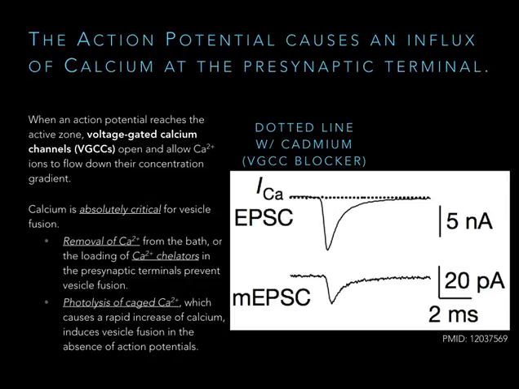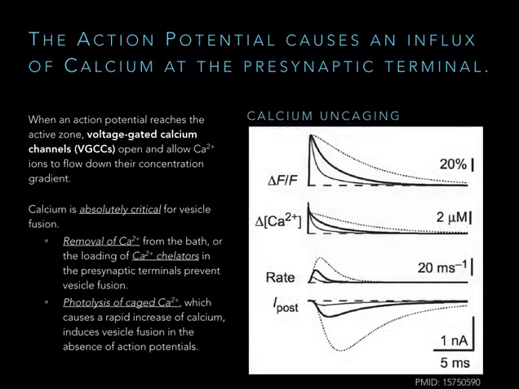Okay, the solid line on top is showing you the postsynaptic response in the presence of calcium. The dotted line is showing you the postsynaptic response whenever we have cadmium present. That's a voltage-gated calcium channel blocker. So when we block our voltage-gated calcium channels, no more excitatory postsynaptic current. On the other hand, if we were to directly stimulate calcium increase in the absence of action potentials, we can induce vesicular release of neurotransmitter.